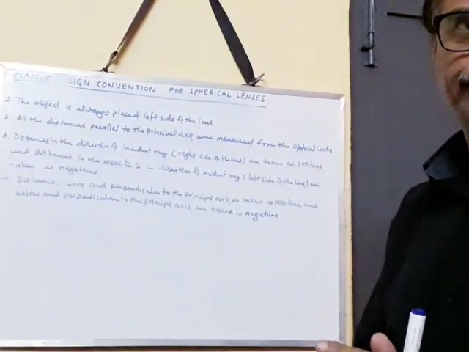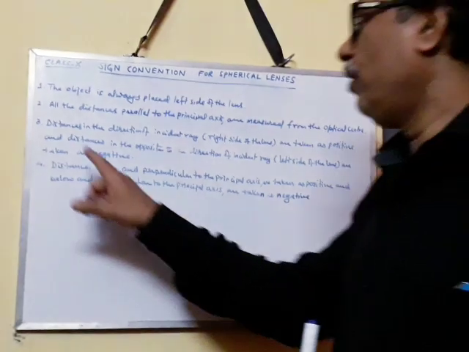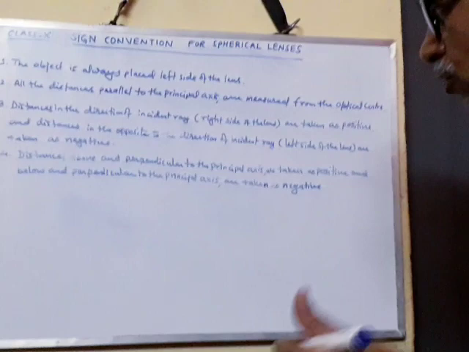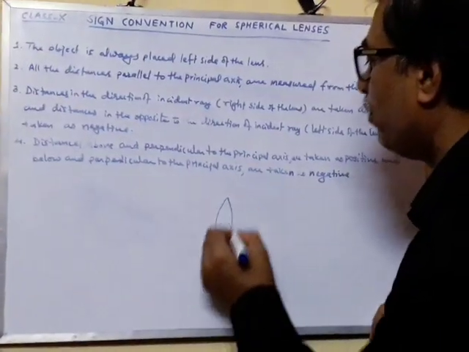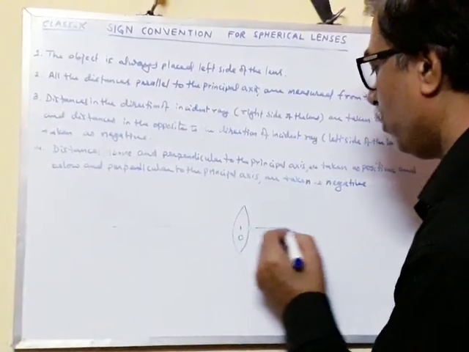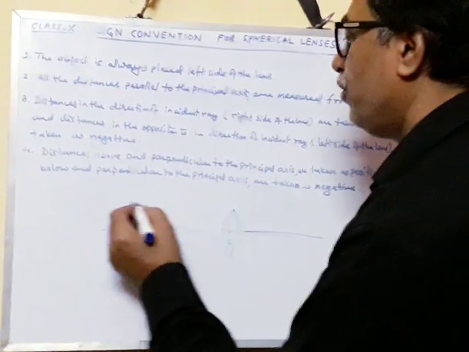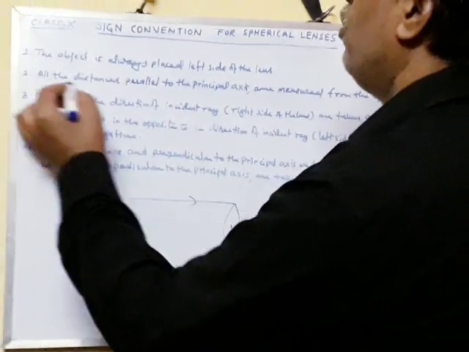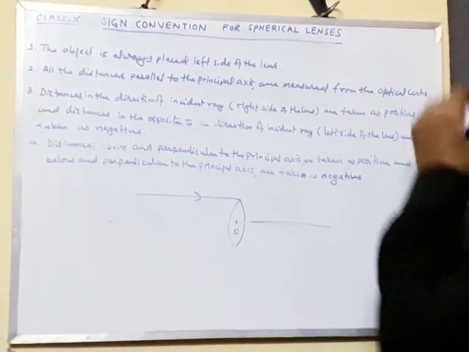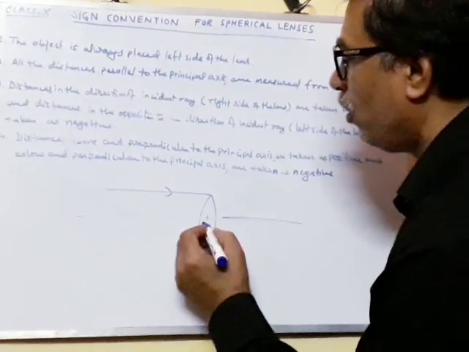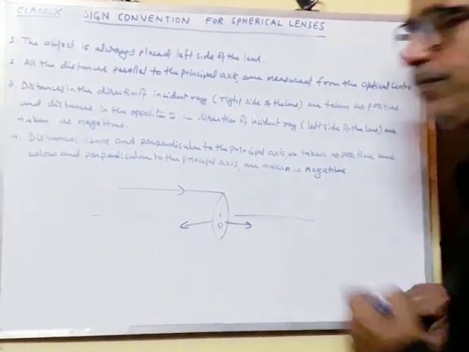First of all, the object is always placed on the left side of the lens. This is the rule. Second, all the distances parallel to the principal axis are measured from the optical center. Just see, take an example of the spherical lens. Suppose it is placed at the origin, and suppose this is the incident ray. All the distances parallel to the principal axis are measured from the optical center to this side and this side.